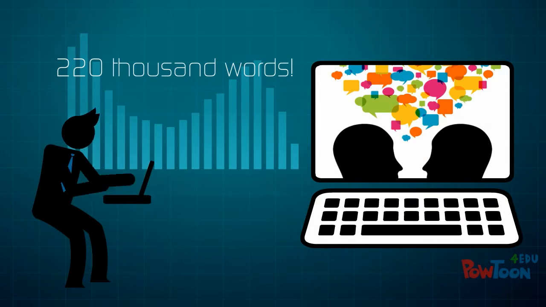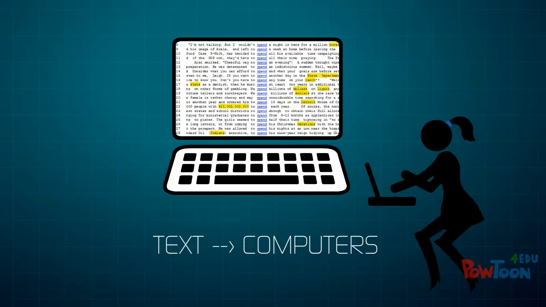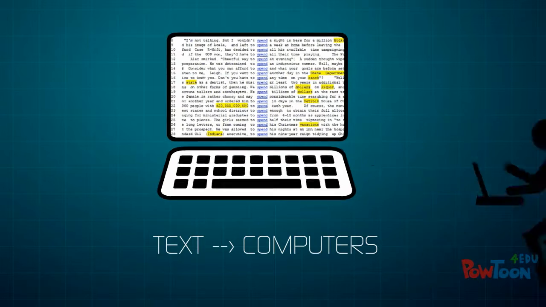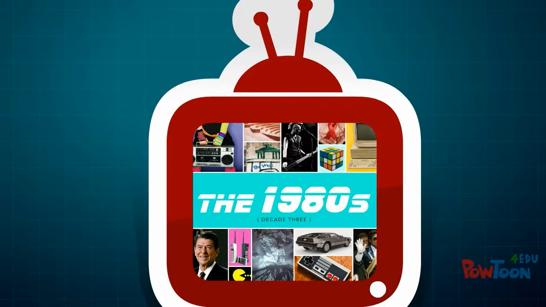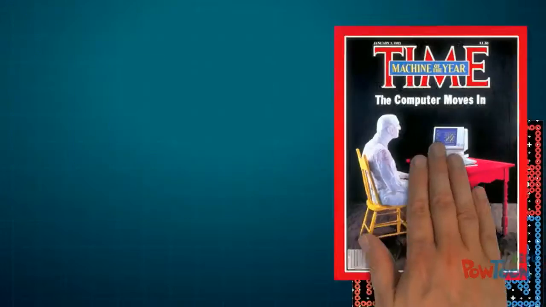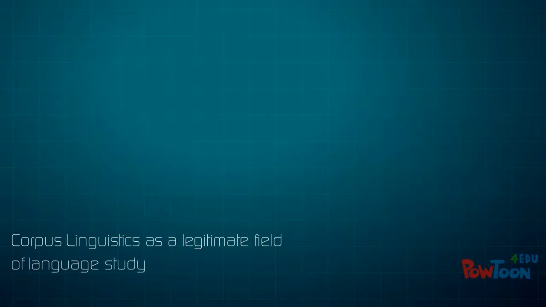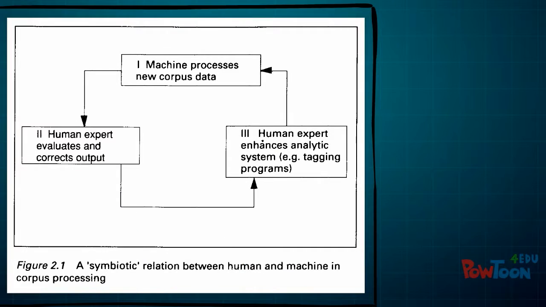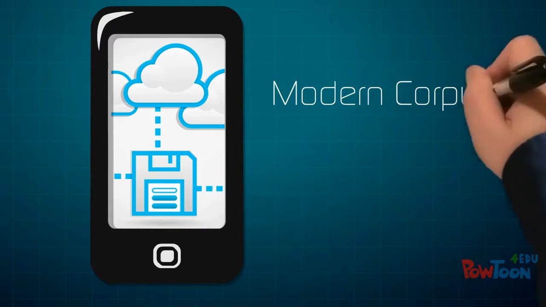It doesn't sound like a lot compared to electronic corpora nowadays, but this was at a time when texts had to be transferred to computers through punch cards, so this was a huge undertaking. The 1980s brought along not only an explosion of hair and pop culture, but also personal computers, and with them, the establishment of corpus linguistics as a legitimate field of language study. Modern computers allow corpus linguists to collect, store, process, and analyze huge amounts of data. Which brings us to modern corpus linguistics.